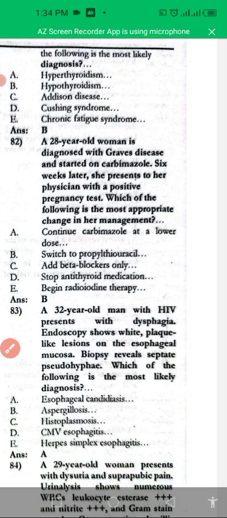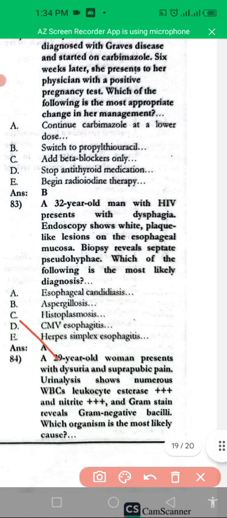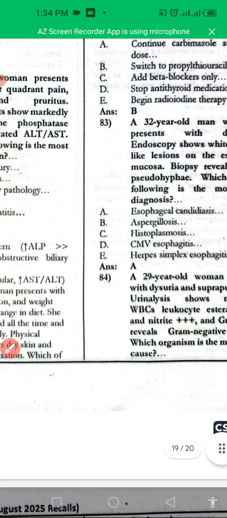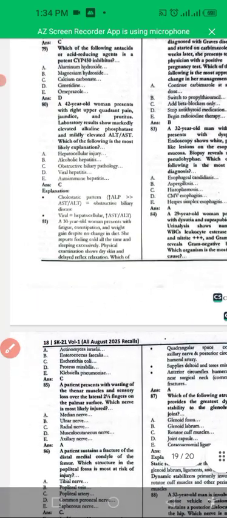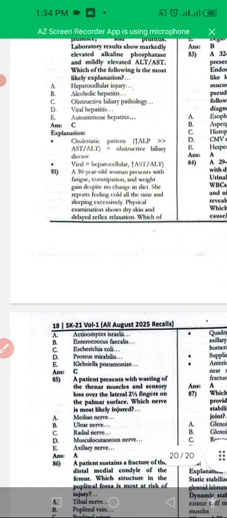Next one is: a 29-year-old woman presents with dysuria and suprapubic pain. Urinalysis shows raised leukocytes and positive nitrites, and Gram stain reveals gram-negative bacilli. Which organism most likely causes this? Most likely cause is E. coli, the answer for this clinical presentation. Escherichia coli for gram-negative bacilli.